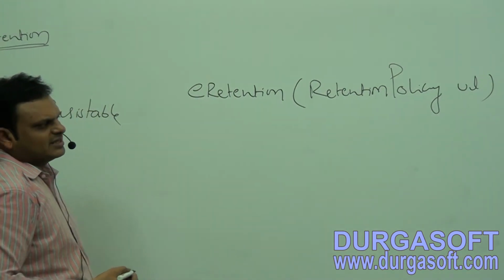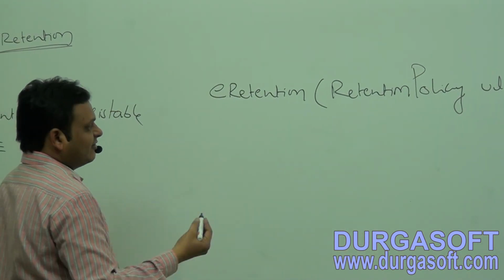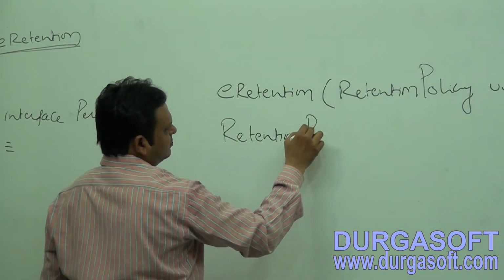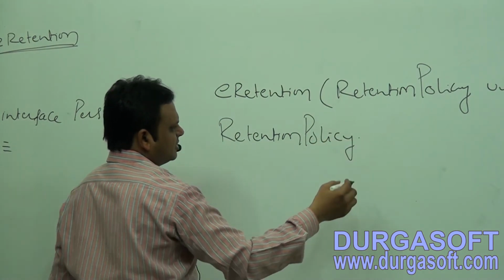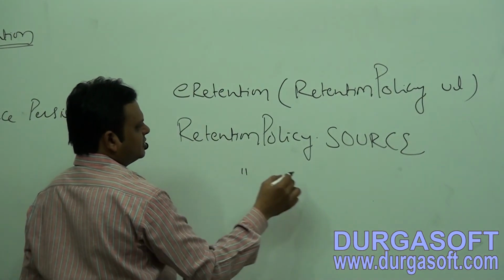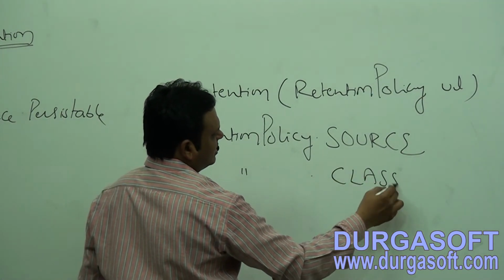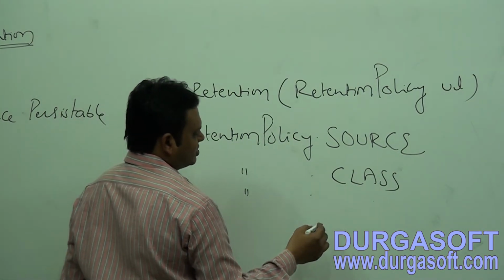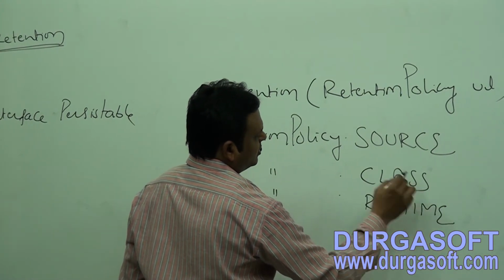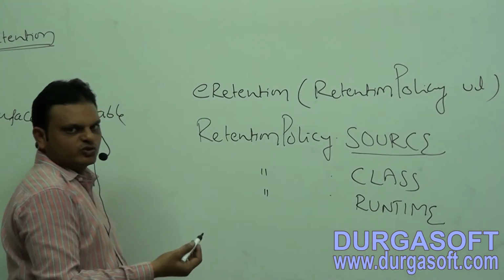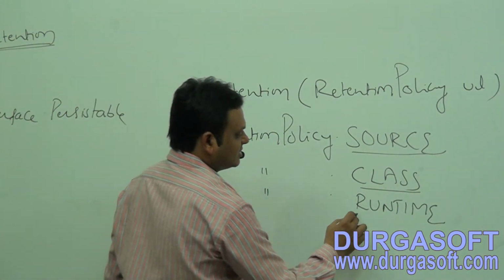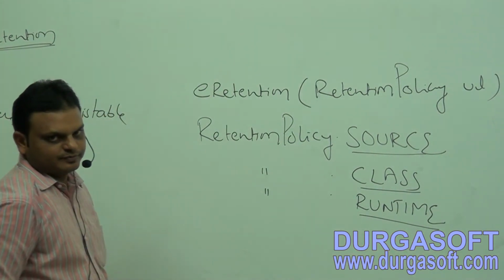RetentionPolicy is an enum which contains some values. What are the values? RetentionPolicy.SOURCE is one constant. RetentionPolicy.CLASS is another constant. RetentionPolicy.RUNTIME is another one. Here SOURCE means the .java file, source code. CLASS means up to the .class file. RUNTIME means up to the runtime.